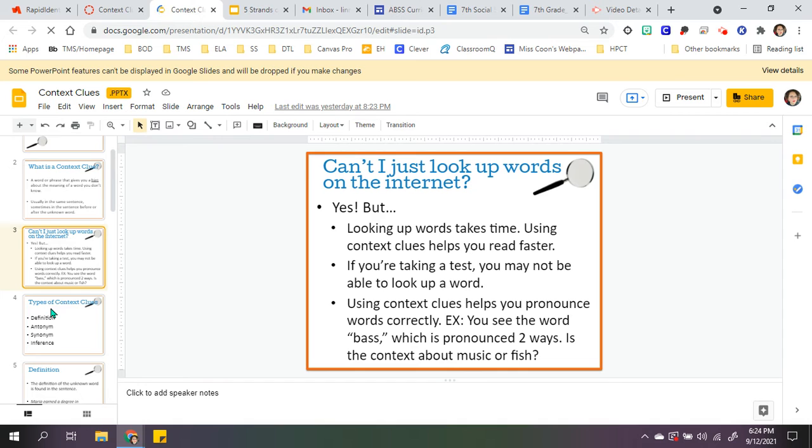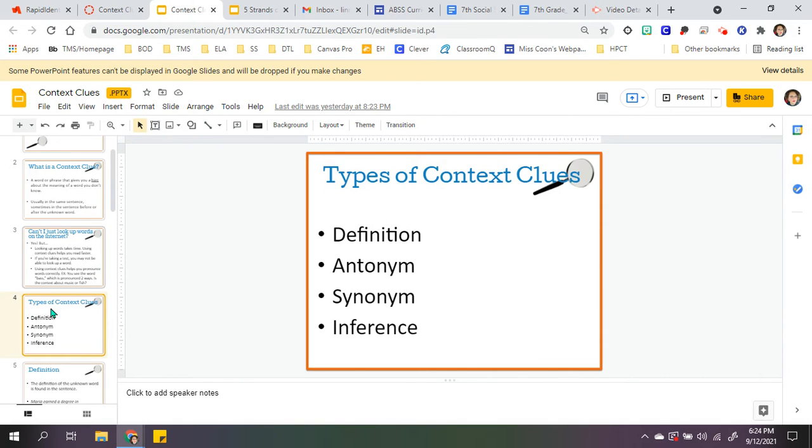Can I just look up the words, and why is it important? Here are the 4 types. This is really important. And when you come to class, I would write this down in your note section. I'm going to have the students write it down in their note section. But there's 4 types of context clues. The definition is there in the sentence for you. It tells you what it is.